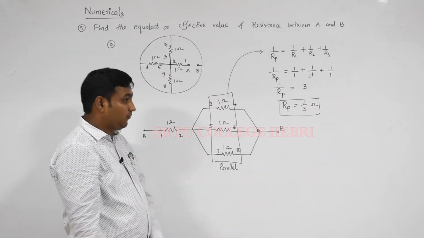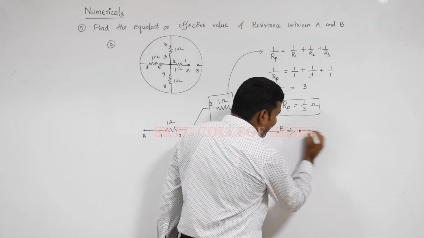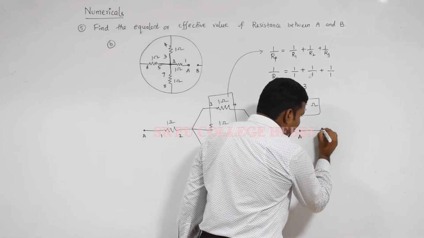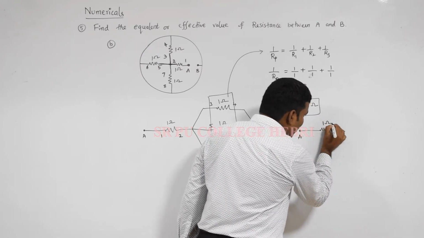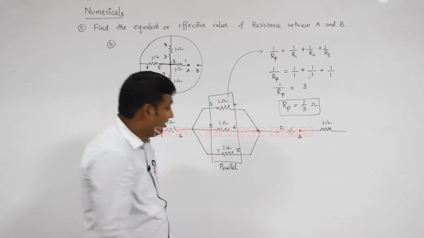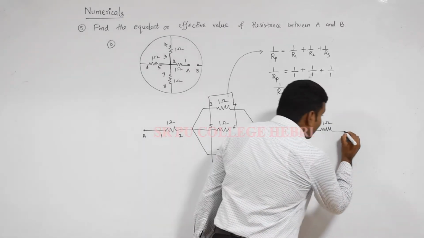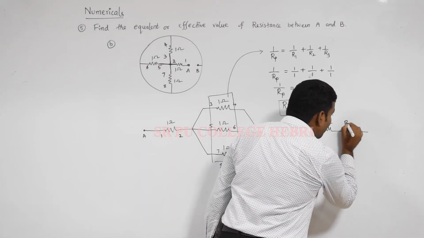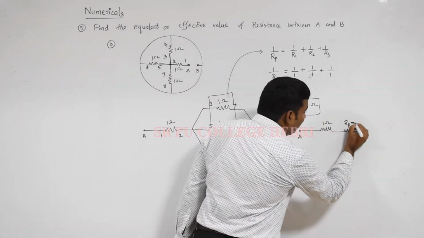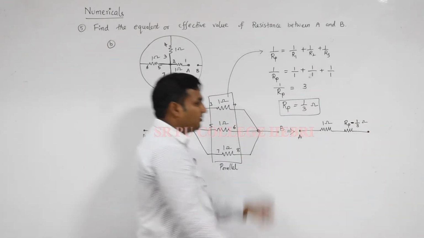Again, redraw the circuit further. This circuit is equivalent to this: I started from end A. End A is connected to one resistor here, which is 1 ohm. Again, it is connected to these 3 resistors, which are connected in parallel. For these 3 resistors, the answer I got is 1 by 3. Together these 3 resistors give Rp, the effective or equivalent value of resistance in parallel, which is 1 by 3 ohm.